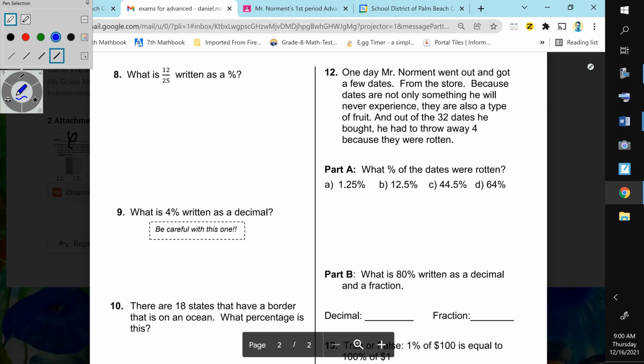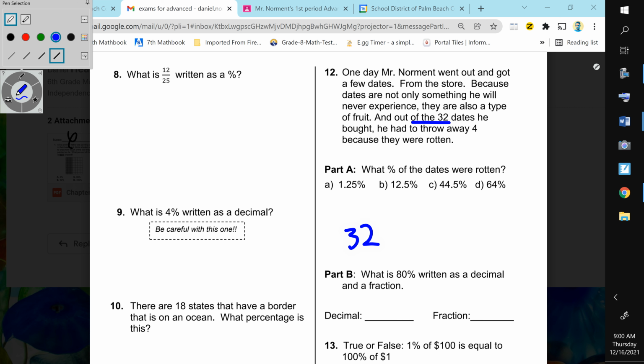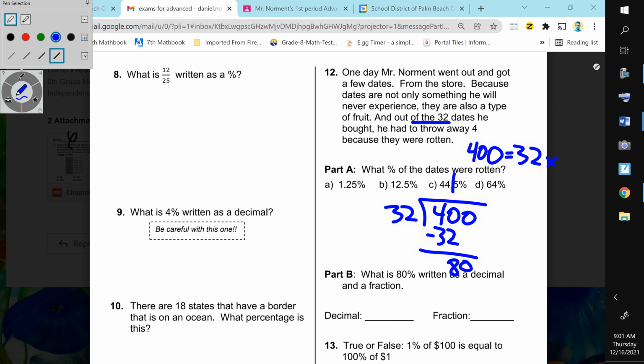Number 12. So you need to find out what percentage of the dates were rotten, okay? So out of 32 dates, 4 were rotten. Now this one's a little bit harder because of the decimal. So you need to cross multiply. That's going to give you 400. 32 times x is 32x. And then you're going to have to take 400 divided by 32 to get x by itself. I'll get you started, okay? Boom. And then figure out what number goes there. Guess what? I just gave the answer away if you're using your brain, okay?